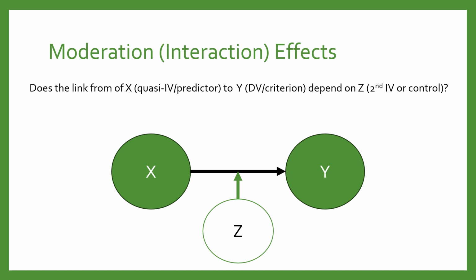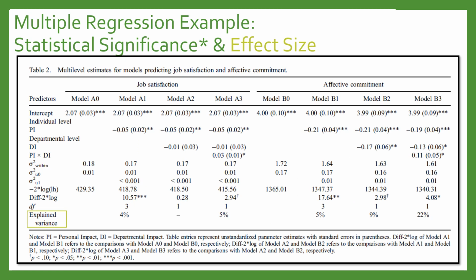Now we're going to focus on the final model, A3 and B3, because this includes the interaction term. And you can see that, let me highlight that for you. Usually that's denoted with something times something, right? So this is personal impact by departmental impact. And when you create that in the analysis, you actually do multiply the two scores together. So that makes sense. And so as you can see here, there is a significant interaction for personal and departmental impacts of budget cuts working together to predict job satisfaction and affective commitment.